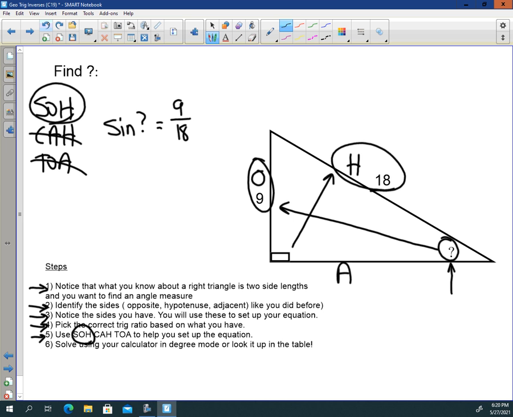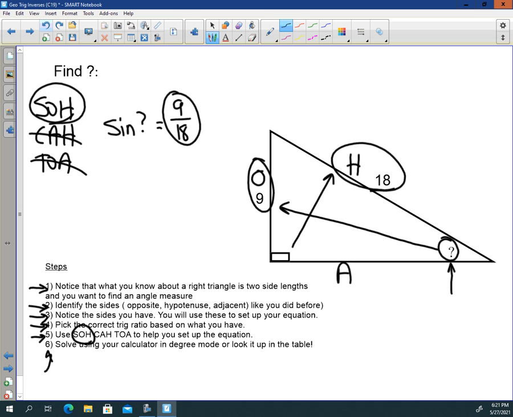So this looks different, right? Because really the last step is what it's always been: solve using your calculator in degree mode or look it up in the table, but we've never solved an equation where the variable was the angle. So I'm going to show you how you do this. The first step is to simplify your fraction, this one right here. And that's just going to be a matter of plugging it into your calculator.